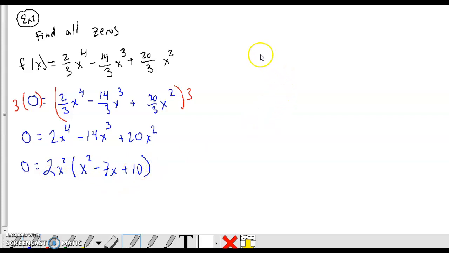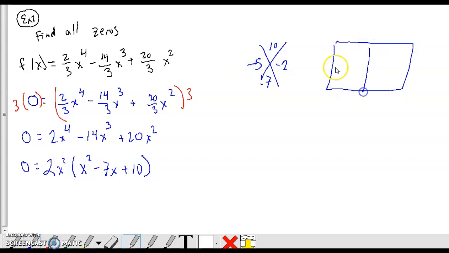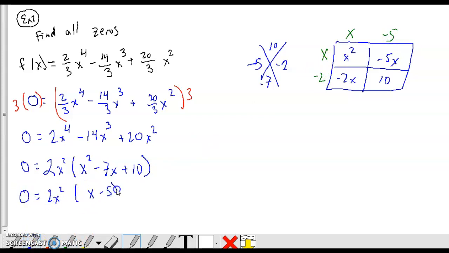So I'm going to go ahead and factor that. So 10 and negative 7. I know that that will be 5 and 2, but they both have to be negative. So set up my area model: x squared, minus 5x, minus 2x, and then a positive 10. So my numbers are x and x, negative 5, negative 2, perfect. So 0 equals 2x squared, x minus 5, and x minus 2.